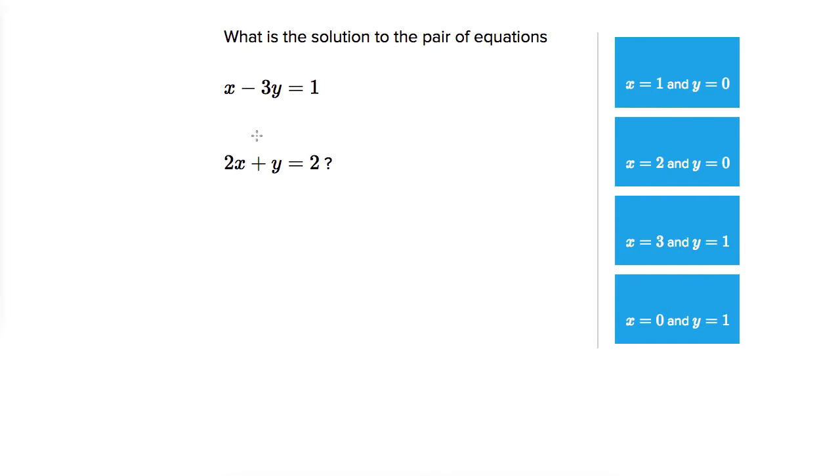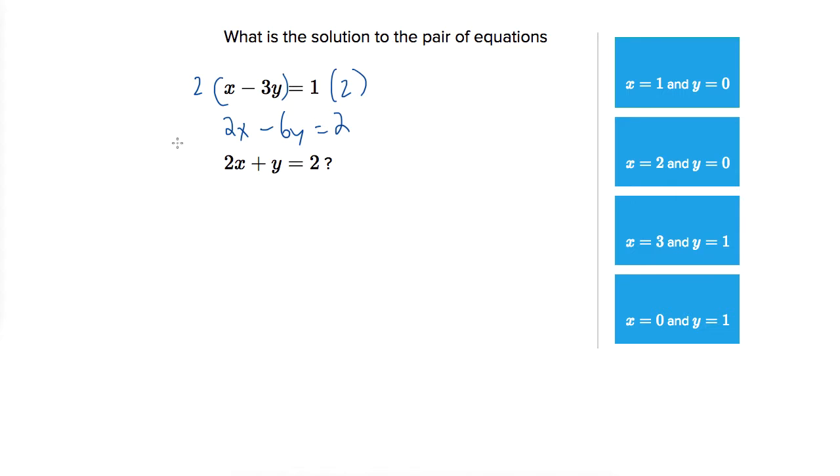Now, you can use elimination or substitution here, whichever you feel more comfortable with. However, when I see an equation where it looks like one is in pretty much the same format as the other, we should probably use elimination. So if we multiply both sides of the first equation by 2, then we're going to get 2x minus 6y equals 2.